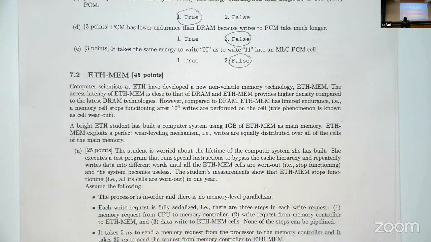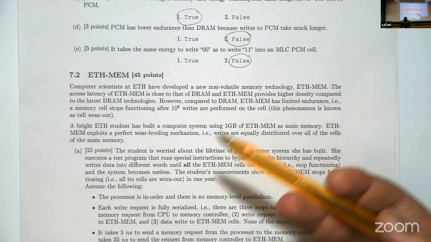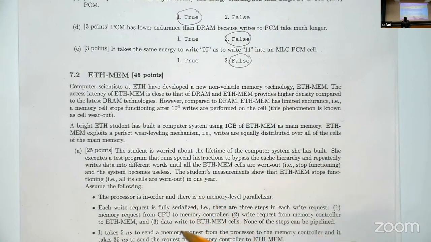We assume the following in the question. The processor is in order, and there is no memory level parallelism. So everything happens sequentially. Each write request is fully serialized. There are 3 steps in each request: memory request from CPU to memory controller, then from the memory controller to ETH-MEM, and data write to ETH-MEM cells.